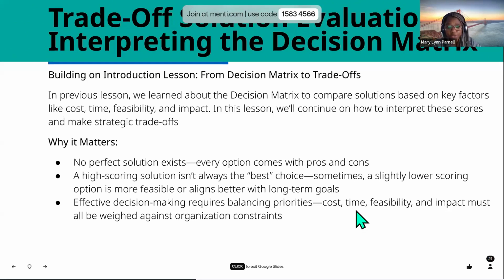Sometimes a high scoring solution isn't always the best choice. Sometimes a lower scoring option is more feasible and aligns with better long-term goals. Ultimately, effective decision making requires balancing our priorities. So cost, time, feasibility, and impact all must be weighed against organizational constraints. And so how do we weigh all those things together?